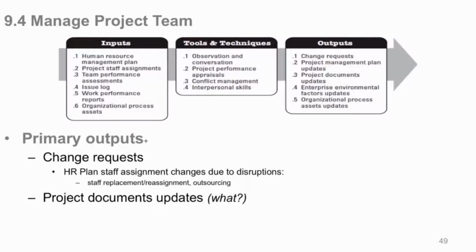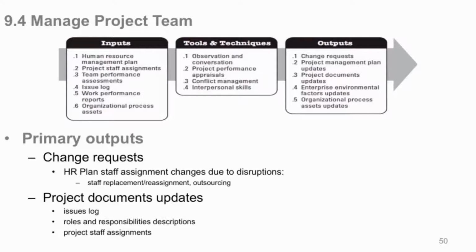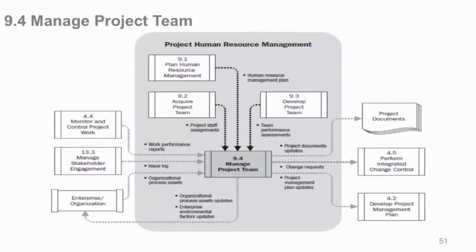Project documents are updated as an output of manage the team, and why is that? Issue logs: the client may have complaints about, perhaps, your staff, so we need to deal with those. Roles and responsibilities, their descriptions may change, morph to better fit your organization or your project, and your staff assignments, of course, may change in general, so rotate people for some reason, then you need to deal with that. So your documents would change because of that.